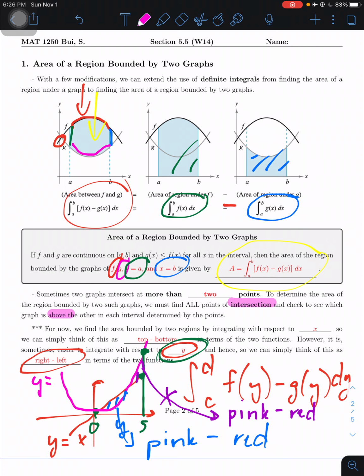Okay, let me move this one a little bit further. Then you can think of it like x squared minus x or x minus x squared, and play around with it. Make sure at the end you end up with the same function regardless of what variable you use. Whether it's x or y, they should have the same value for the area.